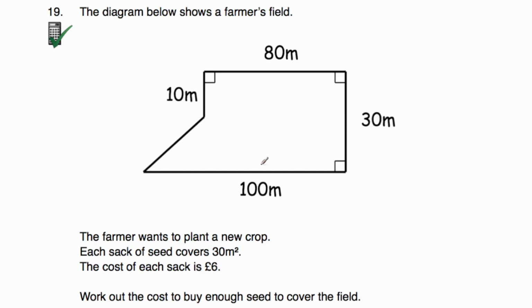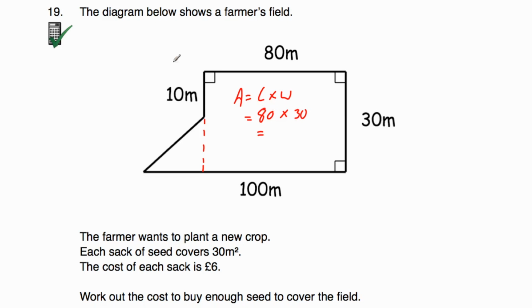So we need to work out the area of the field. Let's find the area of the shape to begin with. If we look at it, we can split it into a rectangle and a triangle. We've got this rectangle here and we've got this triangle here. So let's find the area of the rectangle to begin with. Area is equal to length times width. So the length is equal to 80, the width is equal to 30. 80 times 30 would give us the area of this field.